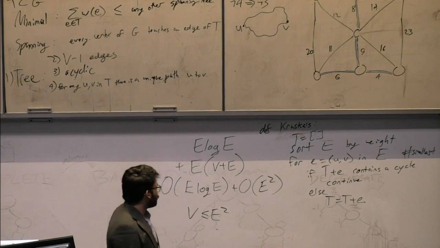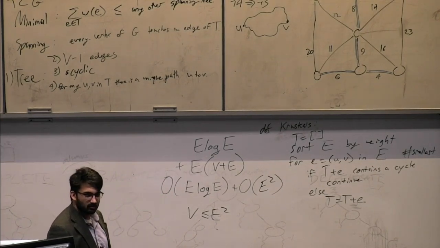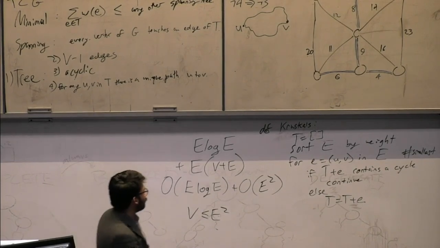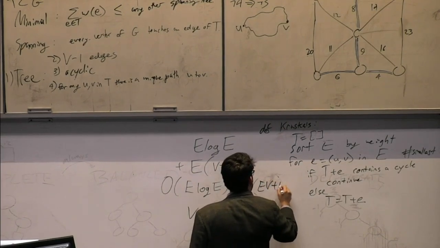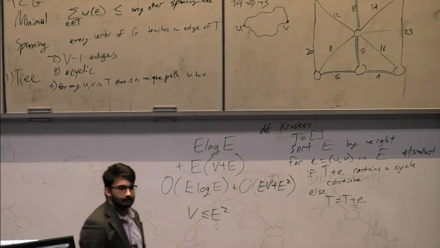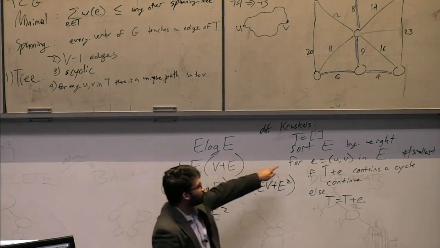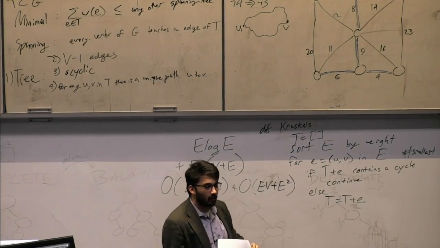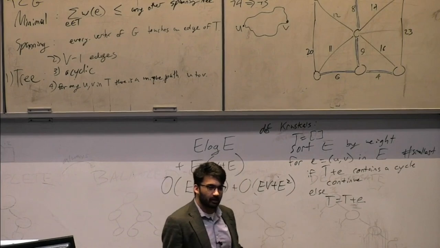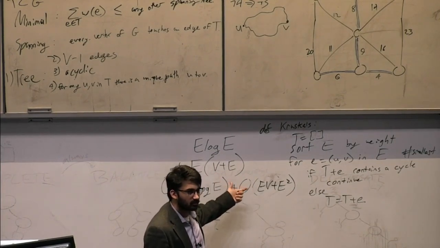I could do EV plus E squared, but EV should be less than... I'll just do it for simplicity. Yeah, fine. Sorting, you have to first sort the edges by weight. Yeah, merge sort, right? I'm mixing up notation here. By capital E, I mean the set of edges, but then I also mean the size of the set of edges, right? More questions?